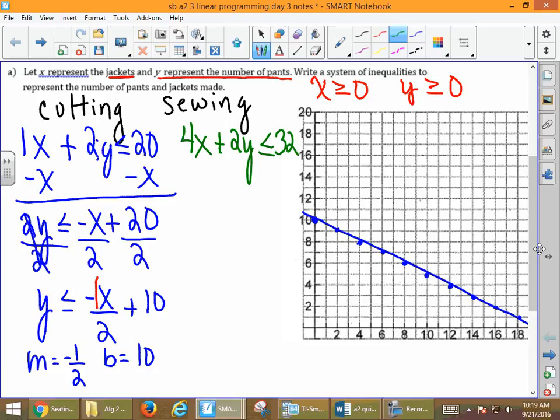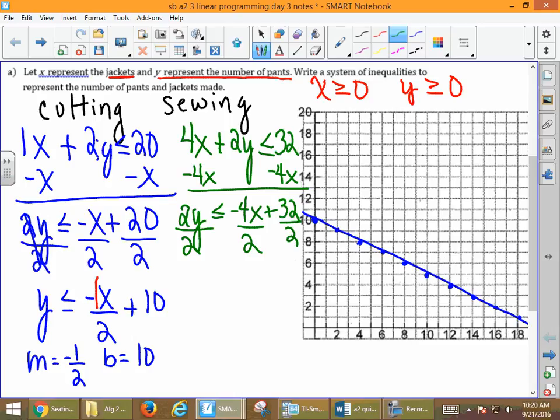I recommend that you do use a straight edge. Once we get the blue constraint graphed, we're going to go to the green. And again, we need to put this into slope-intercept form. So let's subtract 4x from both sides. We get 2y is less than or equal to negative 4x plus 32. Well, it's 2 times y. The opposite operation is to divide by 2. And we end up with y is less than or equal to negative 2x plus 16.